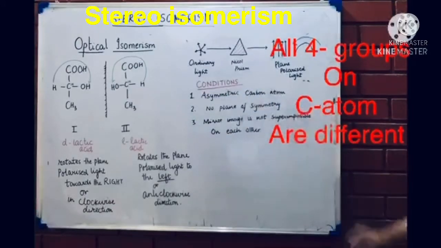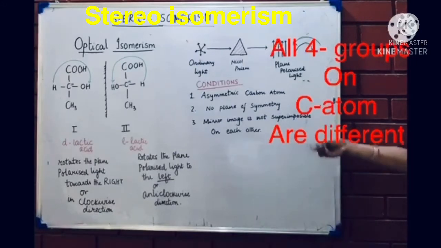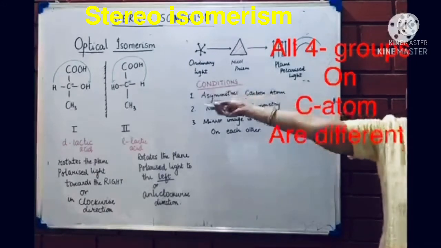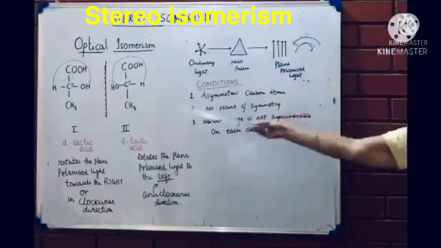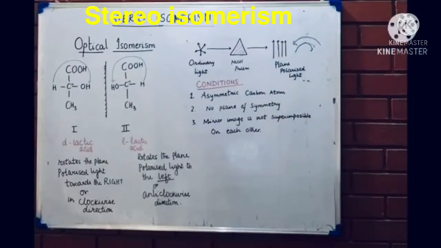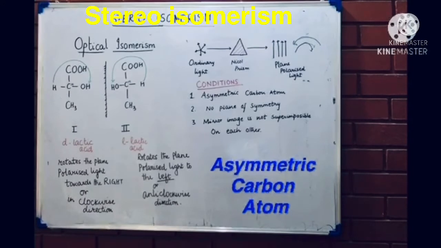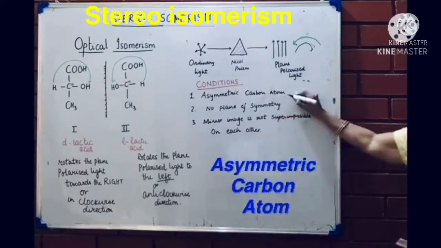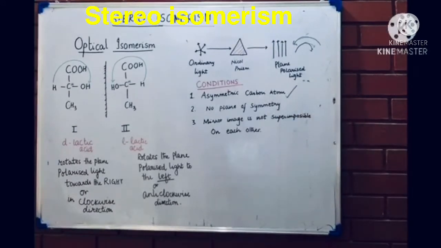If the four groups are different, we will show it with a star, like in this compound here, lactic acid. The center carbon atom, which I have shown with a red star, contains four different groups: OH, H, COOH and CH3. So four different groups are present and so this carbon atom will be known as asymmetric carbon atom. If the compound contains an asymmetric carbon atom, we will see that this compound can show optical activity.